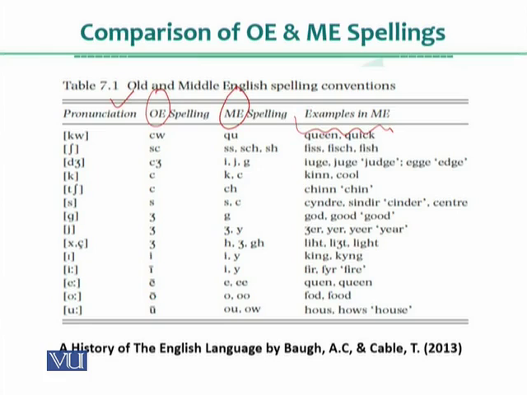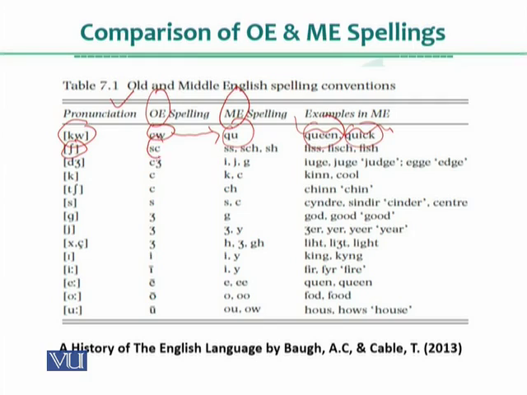Let us look at the spelling traditions of Old English. This combination was used in Old English for the pronunciation qu, as in quick or as in queen. But this particular spelling changed to the spelling that now we use. This came into being somewhere in Middle English. Also, notice this one, for example. This is the sound sh.